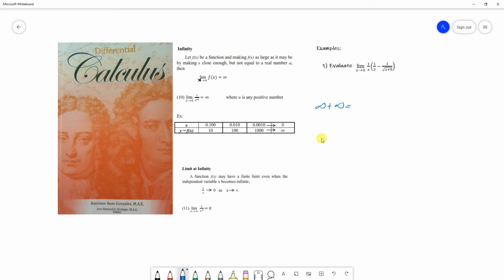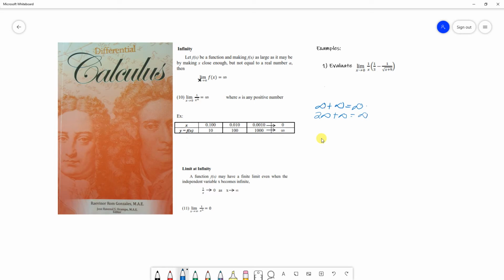Parang may sobrang laking pera, daming pera, dagdagan mo pa ng sobrang dami or laking pera. So, ibig sabihin, sobrang yaman mo. Kaya the answer is still infinity. Hindi lang ako sanay magsulat dito sa iPad. Ayan, infinity pa rin. So, for example, I have 2 infinity, now plus infinity. Still, the answer is infinity.